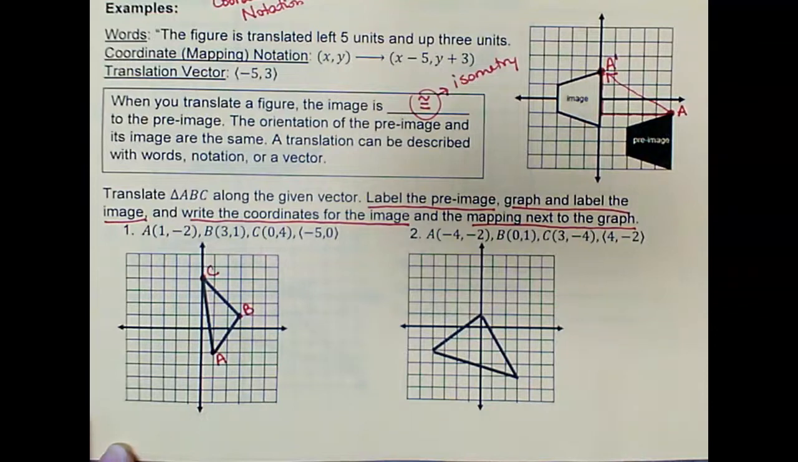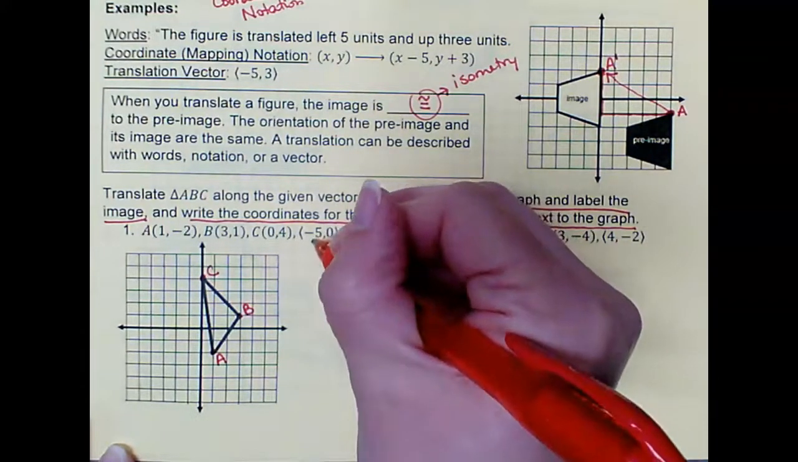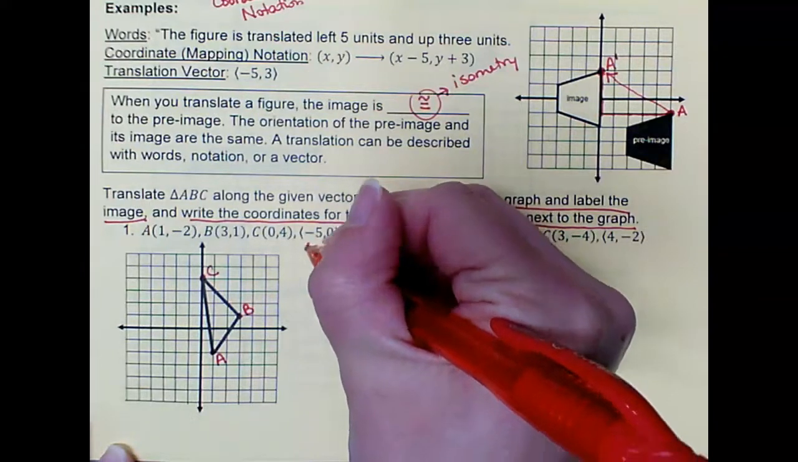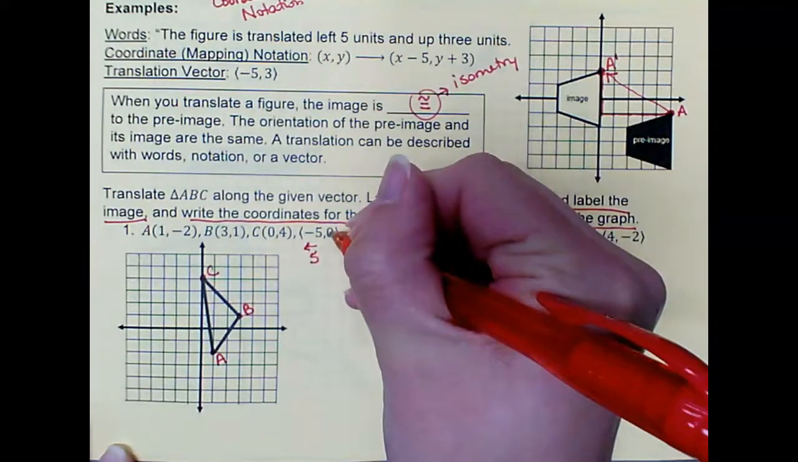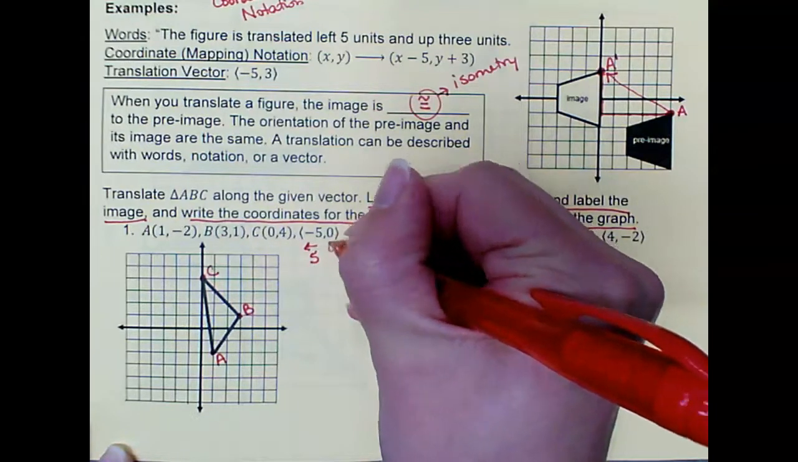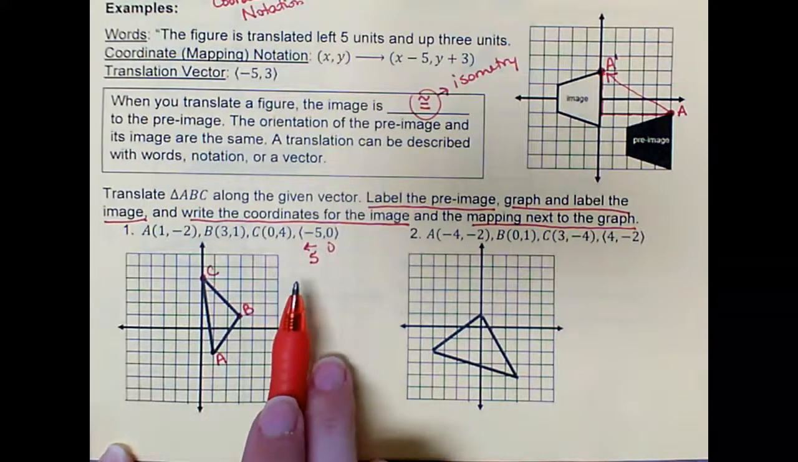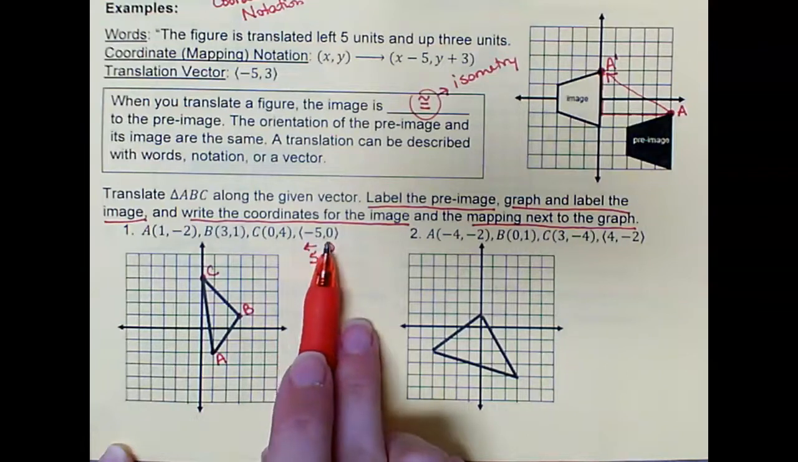Now my translation vector is -5, 0. Remember that this shows the horizontal change, so we're going to go to the left 5. And this shows the vertical change, so we're not going to go up or down at all. We're staying where we are vertically. So from each point in the pre-image, I'm going to draw a translation vector, -5, 0.